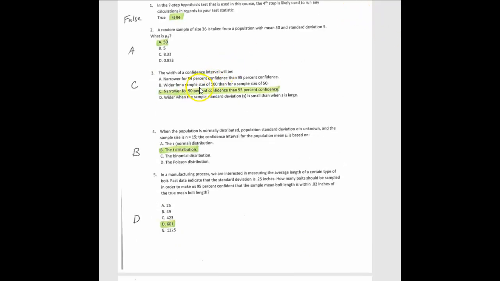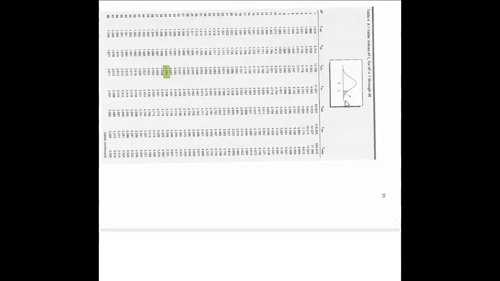Wider for a sample size of 100 than for a sample size of 50. Let's see, we can look at our formula again. Is it going to be wider when the sample size gets larger? No, it's going to be skinnier. Because if you take a larger version of n, it is going in the denominator of either one of those formulas, and it's ultimately going to make that margin of error piece smaller. So then that's going to skinny up the interval.